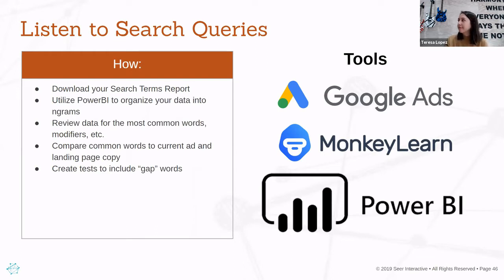We have a ton of videos on the Seer YouTube where you can learn how to do a lot of really cool basic Power BI stuff and even some advanced stuff. Will, our founder, walks through a lot of really cool ways to utilize Power BI. But with that, you can review data from those common words, compare common words in current ad copy and landing page copy, and then eventually the end goal is to create tests to include those gap words or those gap modifiers and phrases that you're missing in the copy that you're using.